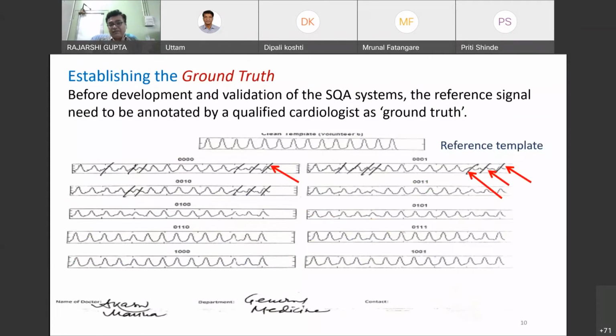So whenever we are working on quality in variable biomedical measurements, it is very important to establish the ground truth. That means what is true. And let me tell you that this ground truth has to be established by a qualified physician or a very experienced researcher. In this slide, I have shown one reference template.